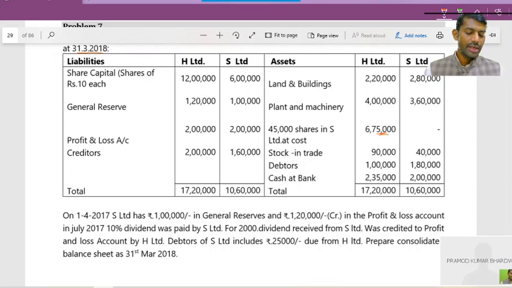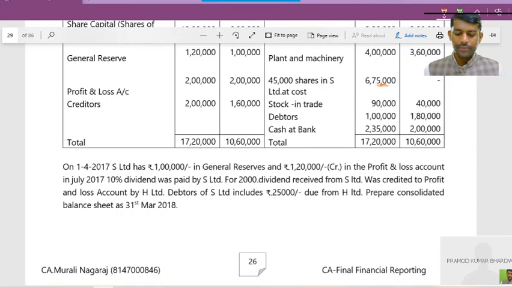Stock in trade 90,000 and 40,000, and debtors 1 lakh and 1 lakh 80,000. Cash at bank is 2 lakh 35,000 and 2 lakh. Finally, the balance sheet is tallied. On 1/4/2017, S Limited has 1 lakh in general reserve and 1 lakh 20,000 credit balance in the P&L account.